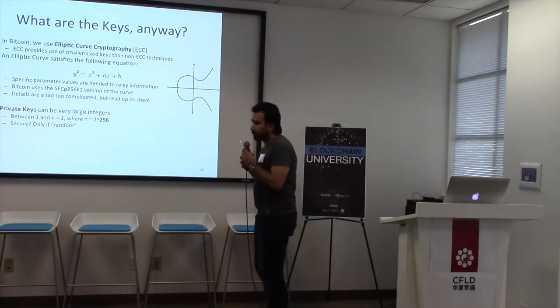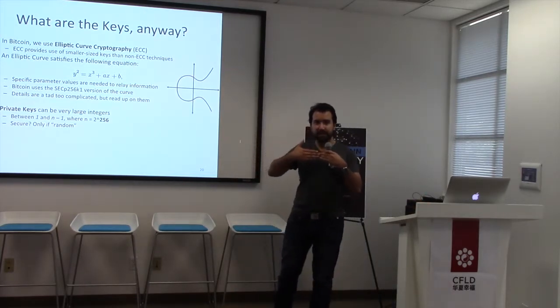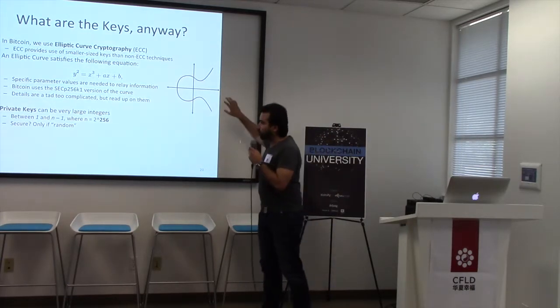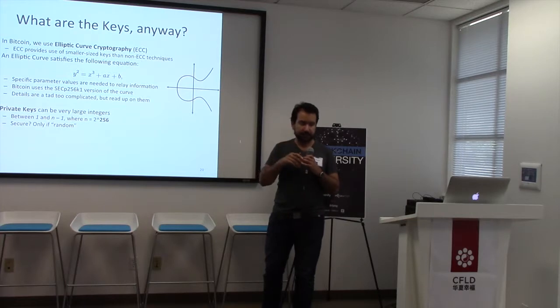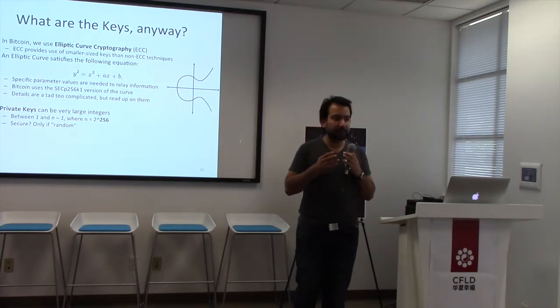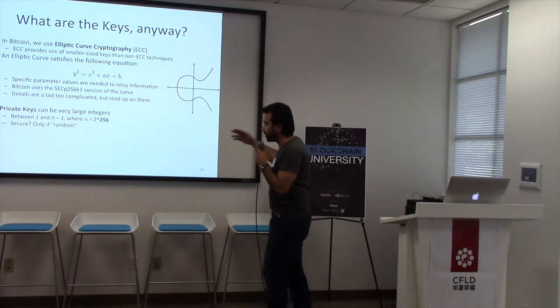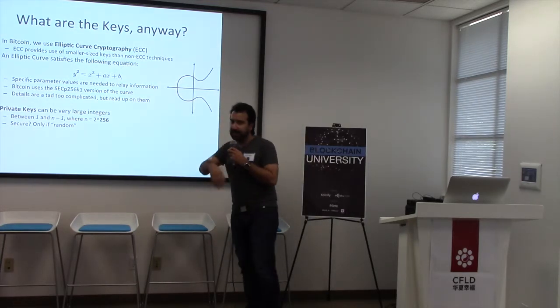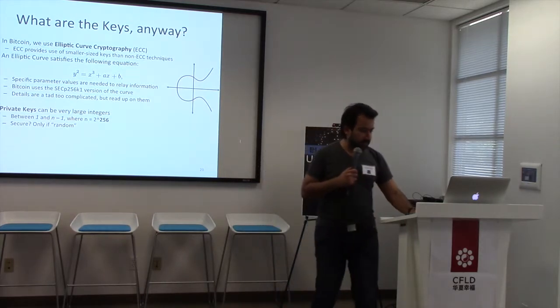Just to give you an idea of what's happening when we convert a private key into a public key, you are taking this random integer and you are performing addition and multiplication operations. But they're not really addition and multiplication operations. Those are made up operations that you are performing on this curve. And that is how you get a public key.